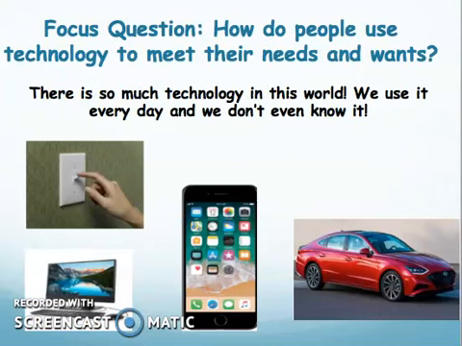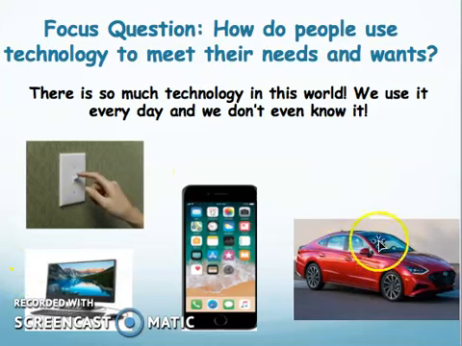Focus question for today. How do people use technology to meet their needs and wants? So there's so much technology in this world. We use it every day and we don't even know that we're using it. So here are some examples of different types of technology. Some are needs and some are wants.